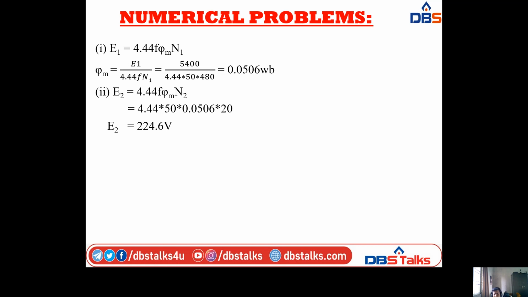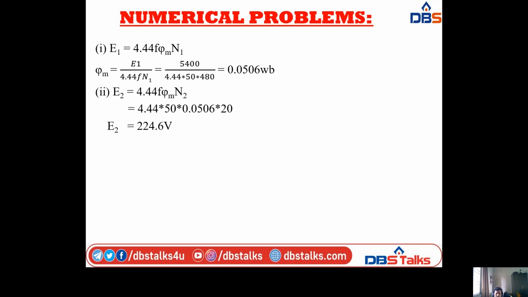E1 is equal to 4.44 f phi m N1. From that, phi m is equal to E1 by 4.44 f N1. 5400 by 4.44 into 50 into 480. That is equal to 0.05 Weber. Maximum flux is equal to 0.05 Weber.